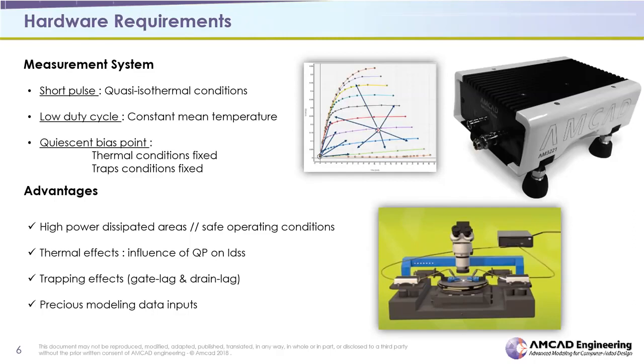So having the right tools will help you do measurements on high power dissipated areas, and having safe operating conditions, you will be able to take into account thermal effects and trapping effects, and at the end have precise modeling data. Now, very important in terms of instruments: if you have to invest in instruments, instruments are very important. You don't cut corners on instruments. Don't try to get a VNA that, for example, does not have pulse conditions and try to do S-parameters not in pulse and try to get a model. That will not give you the right answer. So investing in the right instrument is your first step to get a good model.